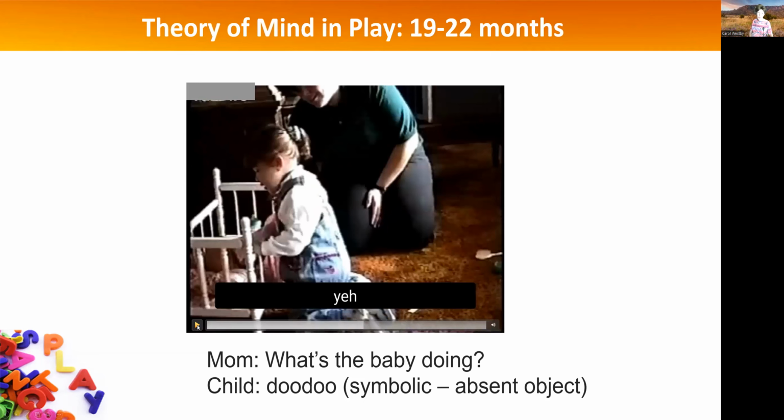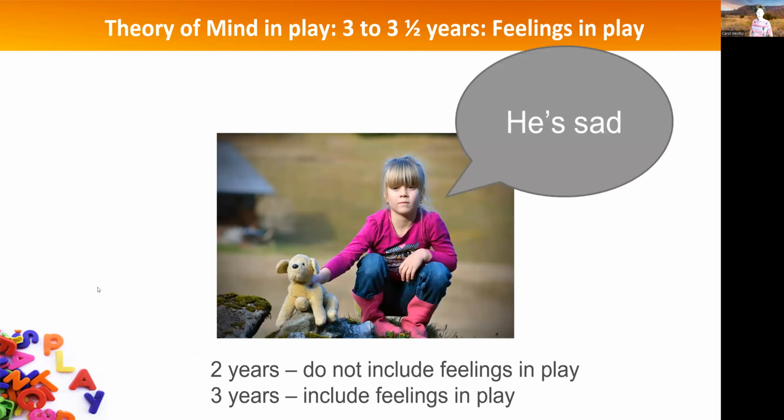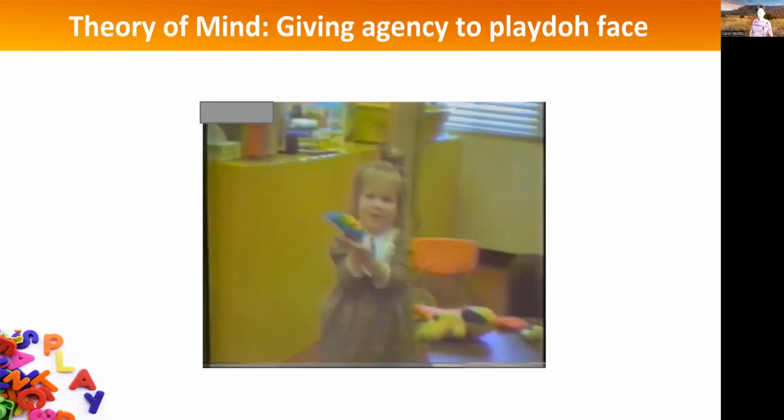So Allie says the baby's making doo-doo. That's an object that is not present, so that can be an instance of symbolic play. 3.5-year-olds begin to credit their stuffed animals and dolls as having feelings. And along with that, children begin to give agency to those toys. Here's an early example of agency.